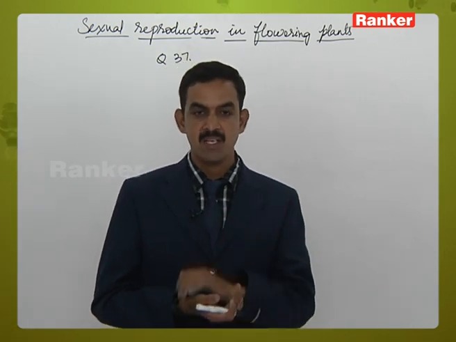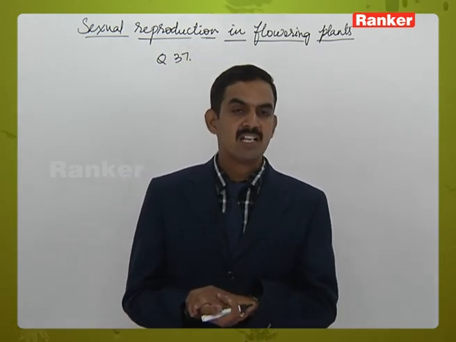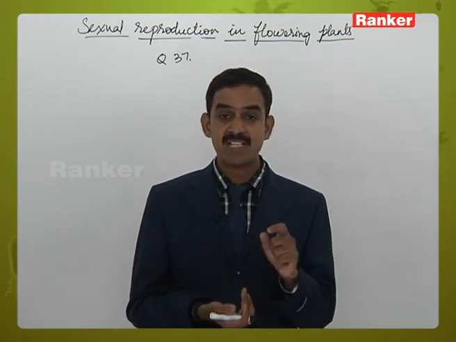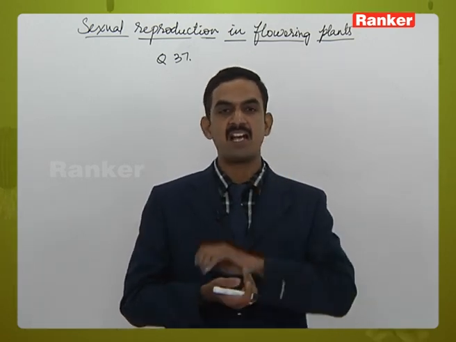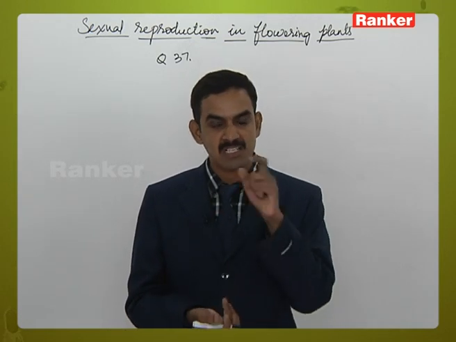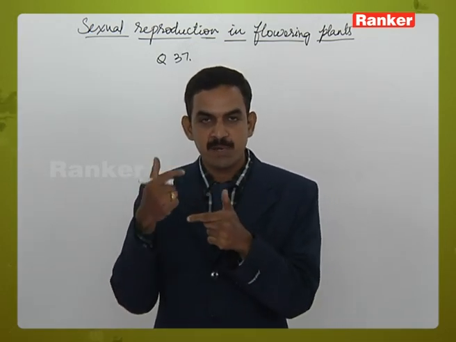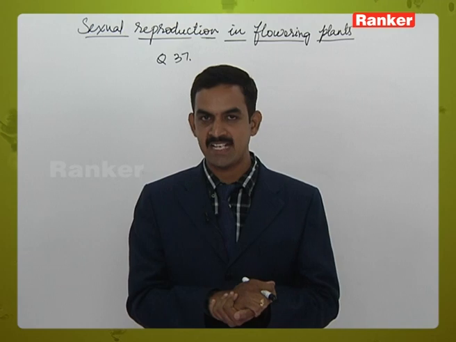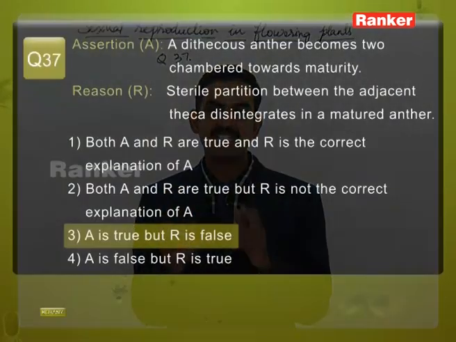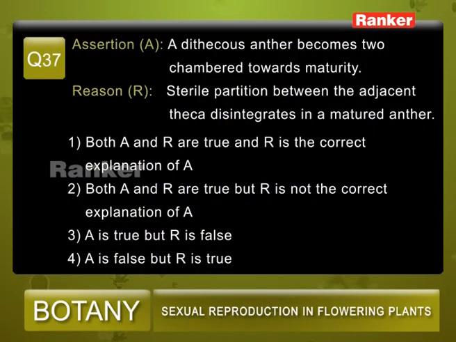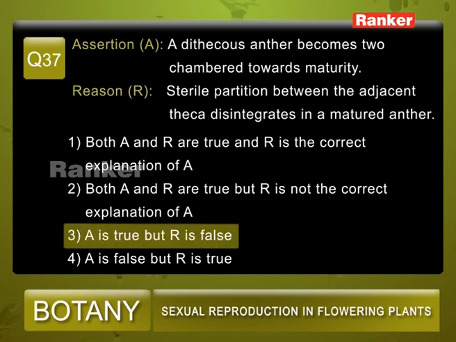So that is correct. But in the second option, the reason, it is given as a sterile tissue between the adjacent theca. Actually it is not that tissue, but a tissue which is present between the pollen chambers that is disintegrated. So the reason is incorrect. So A is true and R is false. Question number 37, the correct answer is 3.